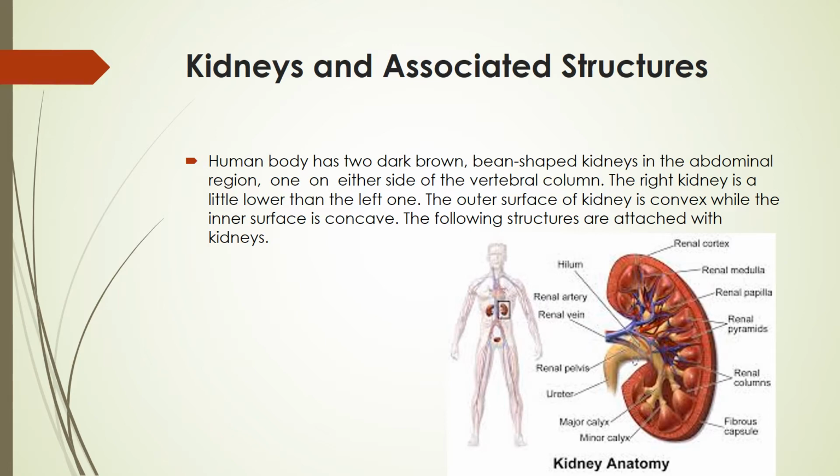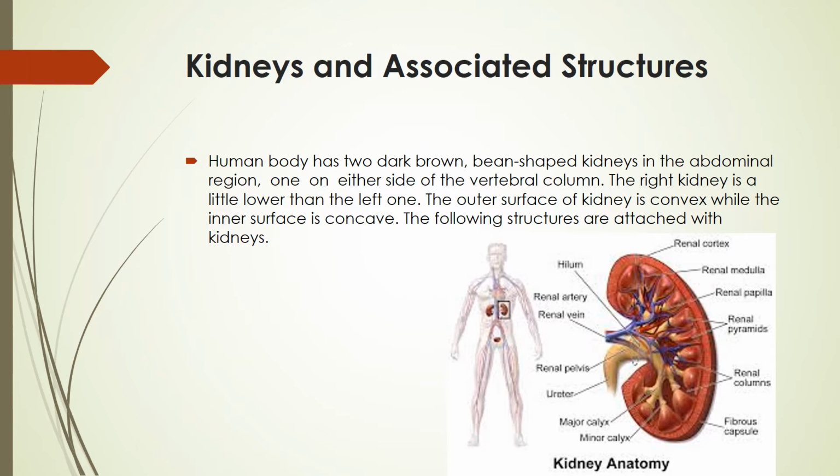The outer surface of the kidney is convex, means it is swollen areas, while the inner surface is concave, just like a cave. As in the diagram, the following structures are attached with the kidneys. A tube which arises from each kidney and enters the urinary bladder is called ureter. The function of the ureter is to transport the urine from the kidney to the urinary bladder.